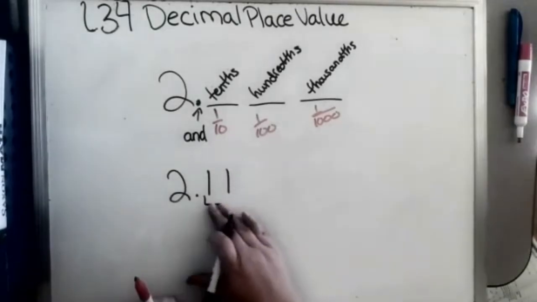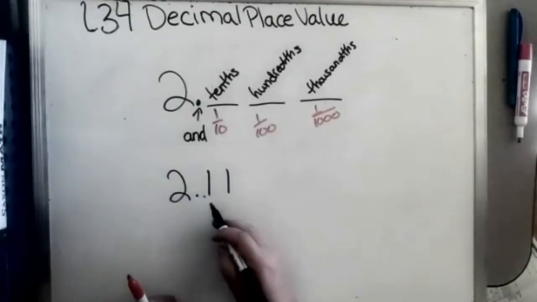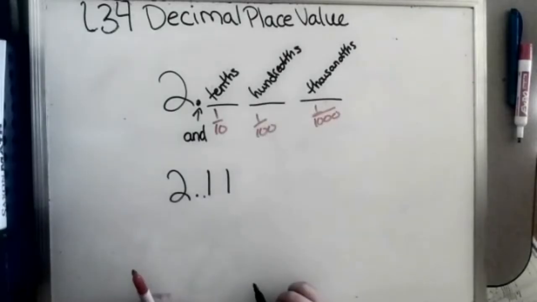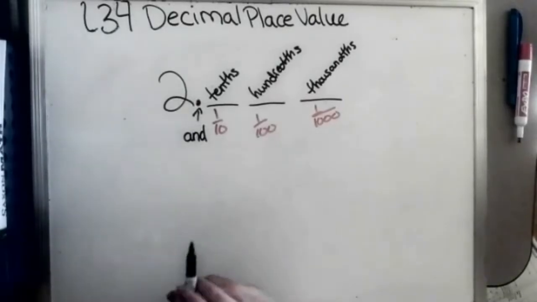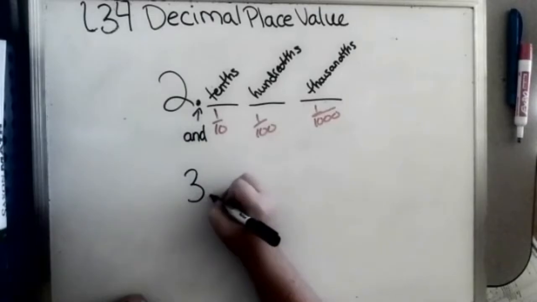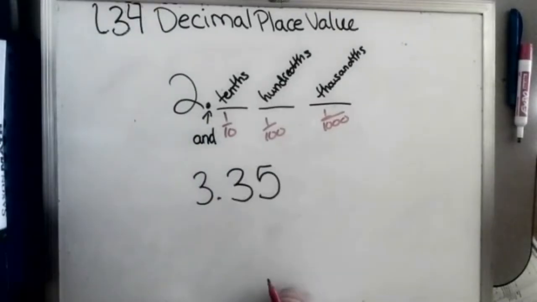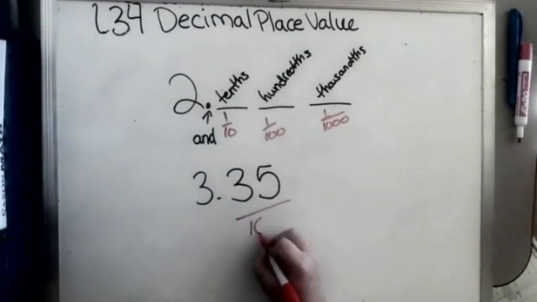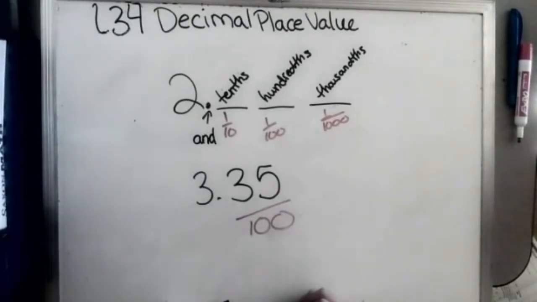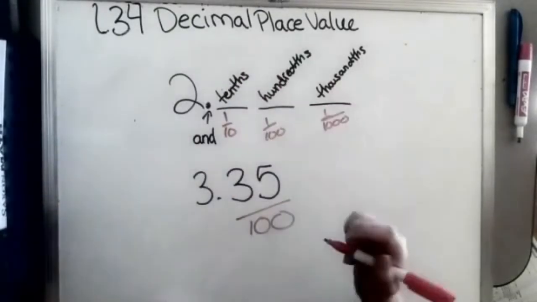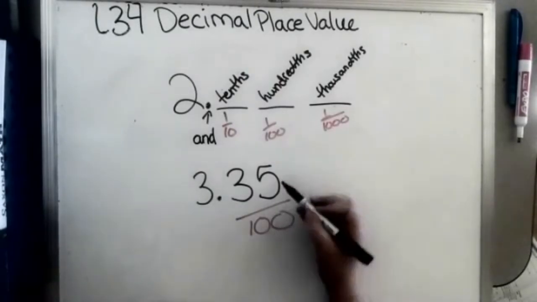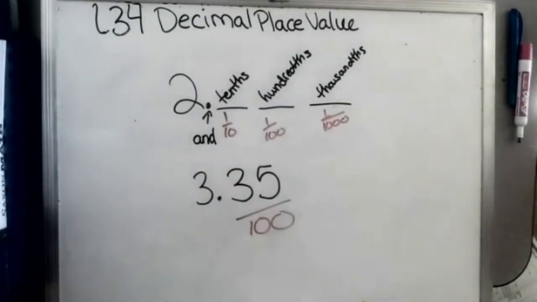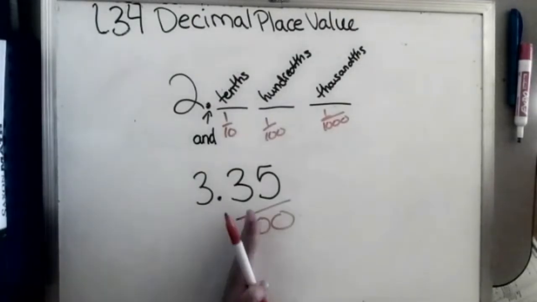If I had this, it would be 2 and 11 hundredths. Okay, because you say the last place you land on. If I have the number, speaking, this is 35 hundredths. Okay, because remember tenths, hundredths, thousandths, and you say the column that has the last digit in it. This is the last digit, so it is in the hundredths column. So you'd say 3 and 35 hundredths.